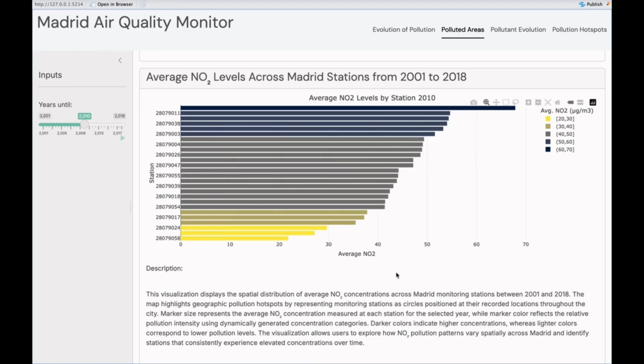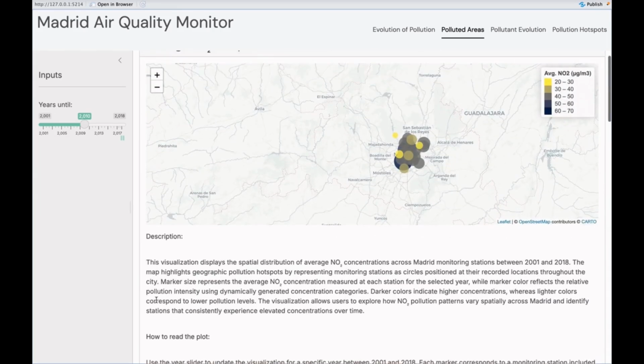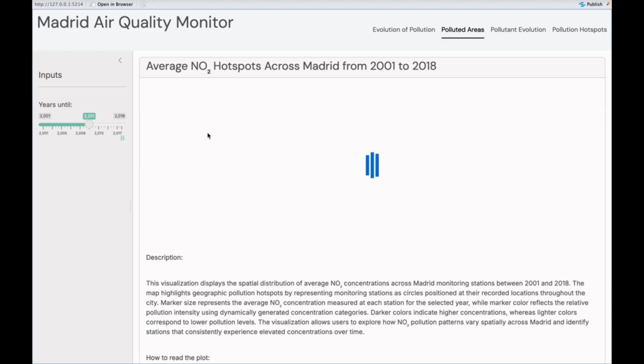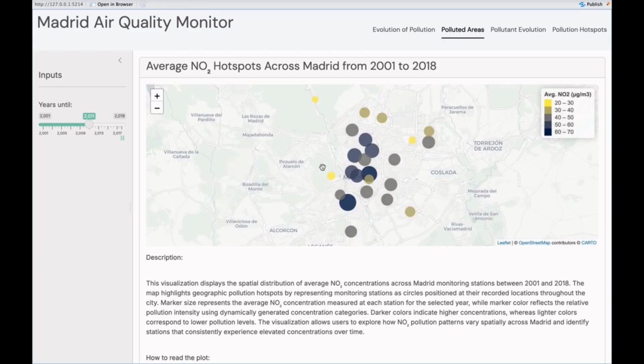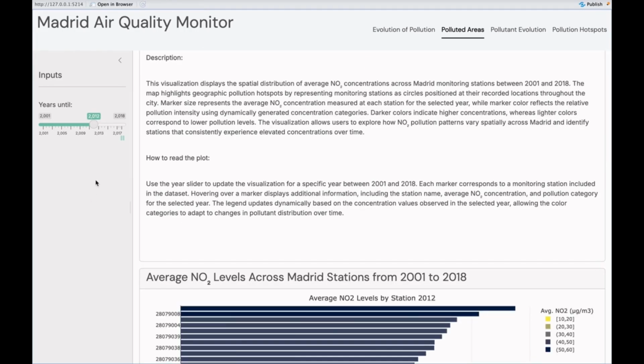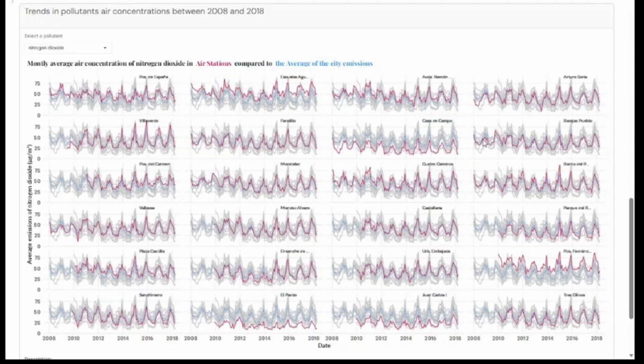nitrogen dioxide concentrations. We have this timeline slider that moves from 2001 to 2018 with our interactive map. And we can see how both hotspot locations and station rankings change over time. Since they update together, it allows us to compare trends across different years. With this chart, we aim to identify areas that have gotten more or less polluted between 2008 and 2018.